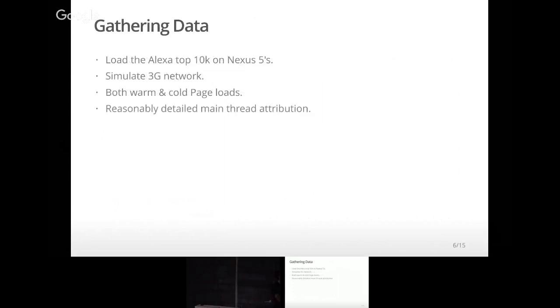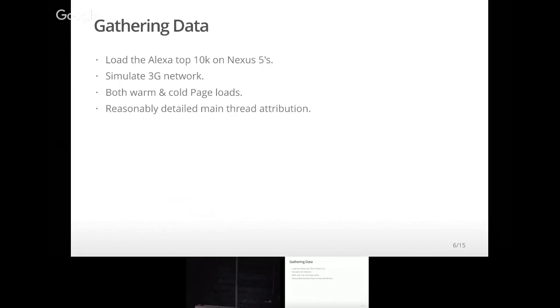So a bit more about our procedure here. We're using the Alexa Top 10K. This page set has some issues. It's mainly landing sites, so you're not going to see things which are behind login screens. In fact, a lot of the top 10K contain login screens.